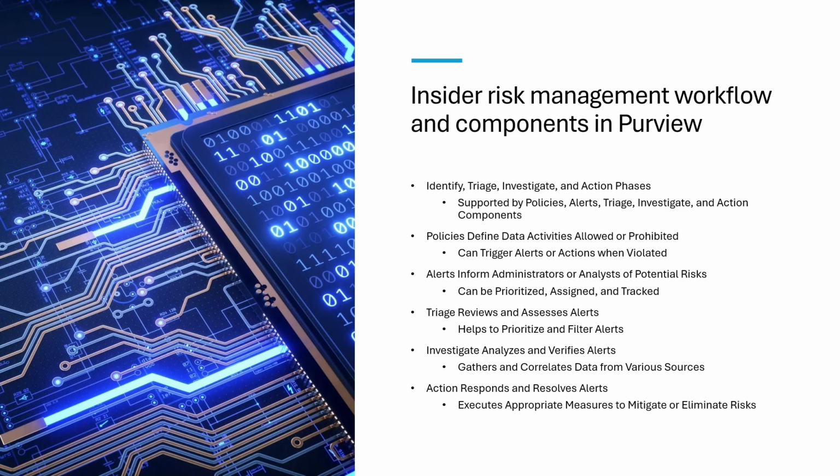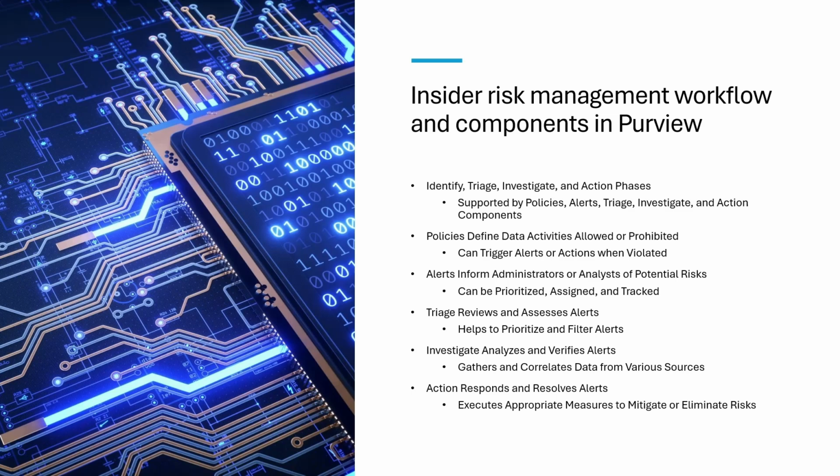Now, these policies can be configured to trigger alerts or actions when violated by insiders. Alerts themselves are notifications that inform administrators or security analysts of potential insider risk or incidents, based on policy violations or anomaly detections. These alerts can be prioritized, assigned, and tracked in the Purview portal, or they can be integrated with other tools such as Microsoft Teams, Power Automate, or Azure Sentinel.